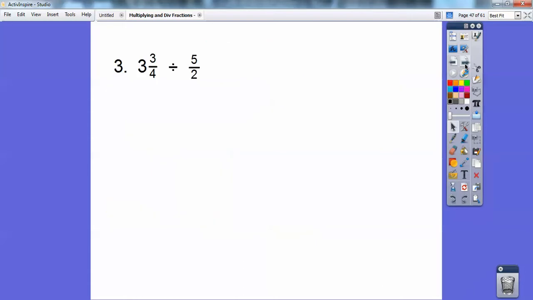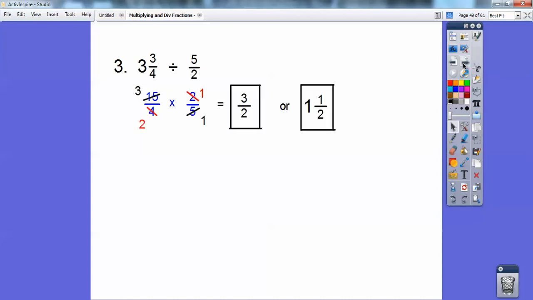All right, yep, you got to change it to a mixed number, and then we're going to flip the second guy. So there it is, changed to a mixed number, and then I flipped the second guy. So I don't flip the first guy, I just change it to a mixed number. 4 times 3 is 12, 12 plus 3 is 15, 15/4 times the reciprocal, they call it. Okay, and then go ahead and cross cancel where you can, and you should get 3/2 or 1 1/2.